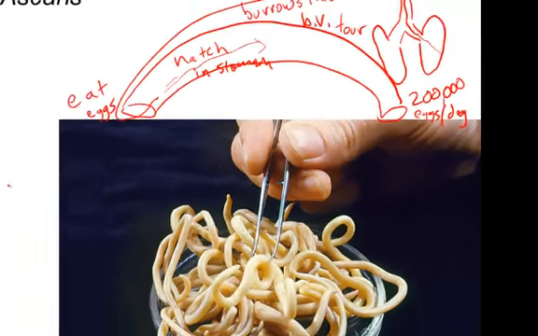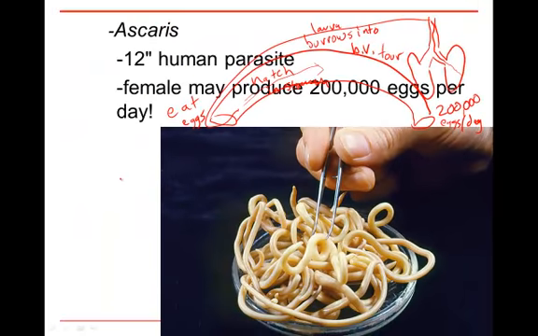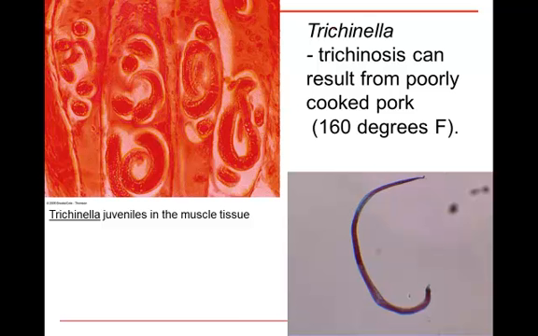Another example of a parasitic nematode is Trichinella. Trichinella is also a genus. It causes a condition called trichinosis, and it can result from poorly cooked pork.